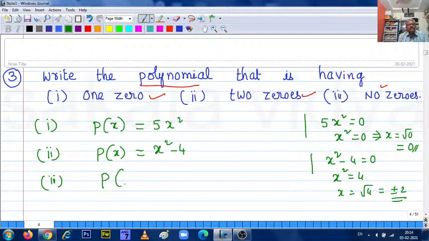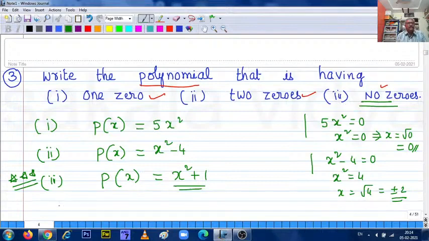Third one is no zeros. No zeros means, my dear children, you remember this example: x square plus 1, x square plus 4, x square plus 5. So this is very important. You remember this one. This is a very, very important problem. No zeros means give this example.